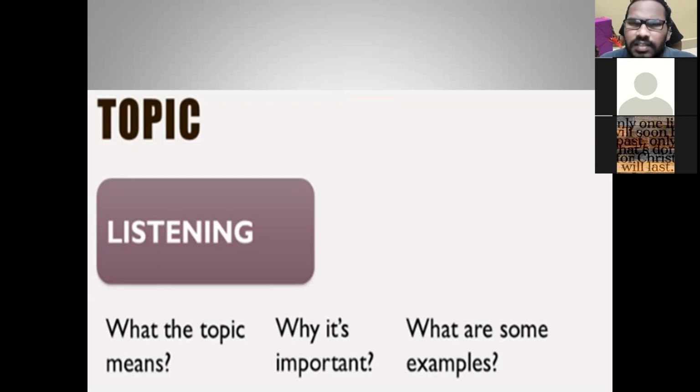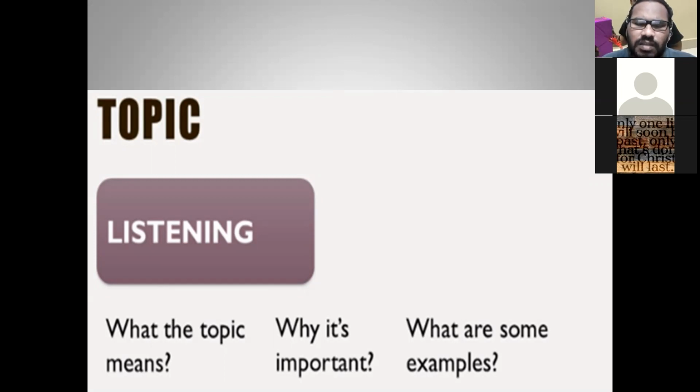What the topic means: listening is an activity done by one person, where some person speaks and the other tries to follow. That is what the topic means. And why is it important? Because listening sometimes directs people to take certain decisions, or it gives clarity about the communication. And the communication is very nice if the listening part is good.